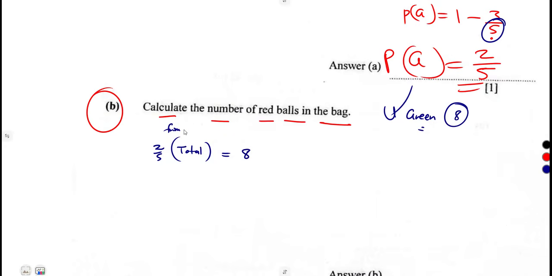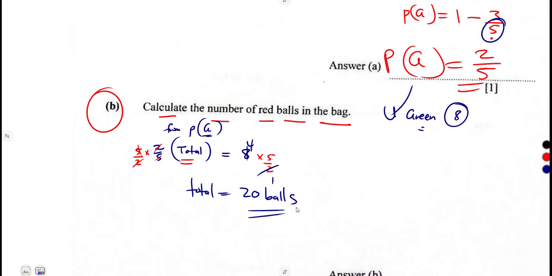So from the probability of green balls, 2 over 5 times the total. What is this total? We do not know. So how can we get rid of this? This is 2 over 5 multiplied by 5 over 2, the reciprocal. This cancels. So our total can be obtained: 8 times 5 over 2, that is 20 balls. So we have got a total of what?